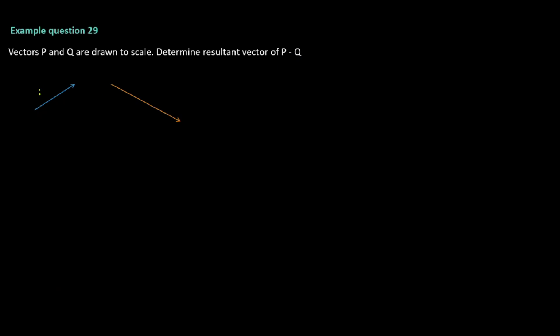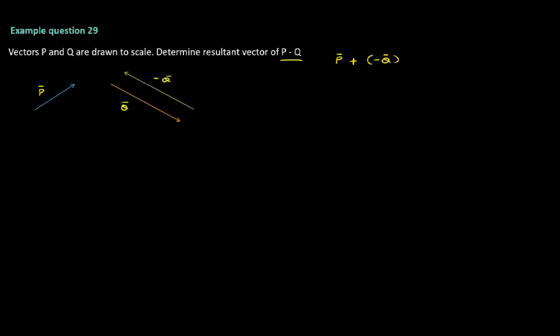So here I have vector P and Q, and I need to determine the resultant of P minus Q. P minus Q can also be written as vector P plus the negative of vector Q. Now here I have vector Q, not the negative of the vector. But the negative of a vector is a vector which has the same magnitude but points in the opposite direction. So if this is my vector Q, I can draw negative Q as a vector having the same length but going opposite to Q. So this becomes my vector negative Q.